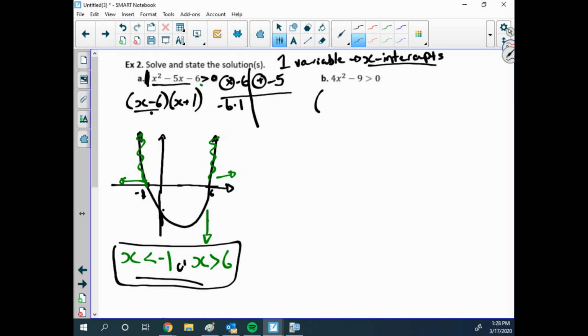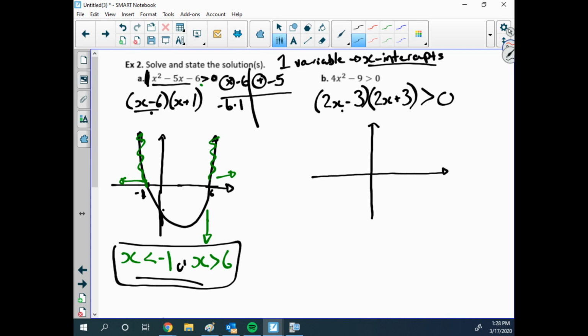So if I factor that with difference of squares, this becomes 2x minus 3 and 2x plus 3, since the square root of 9 is 3, and that is greater than 0. And so similar sketch. This would give me an x-intercept of 3 over 2, so 1.5. So there's an x-intercept at 1.5, and from here, negative 1.5, negative 3 over 2. It also opens up because this leading coefficient is positive. And there would be my sketch.